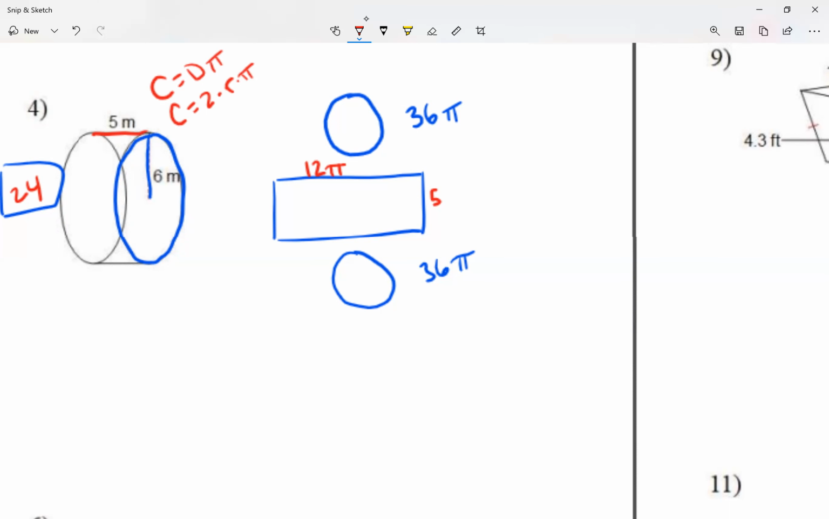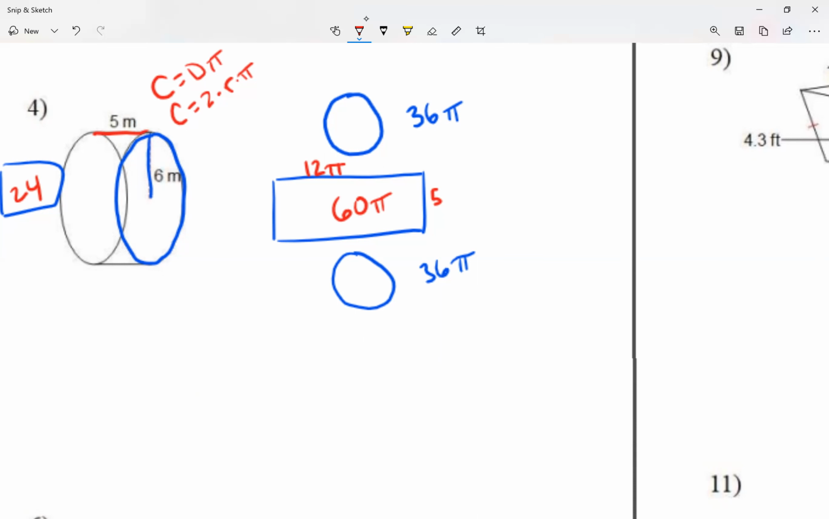If you guys don't believe me, with caution, cut a soda can. Cut it and you're going to see it's a big rectangle. Now I have a rectangle where one side is 5, the long side is 12 times pi. So I'm going to say combined, my rectangle is going to be 60 pi, right? I just went 12 times 5.